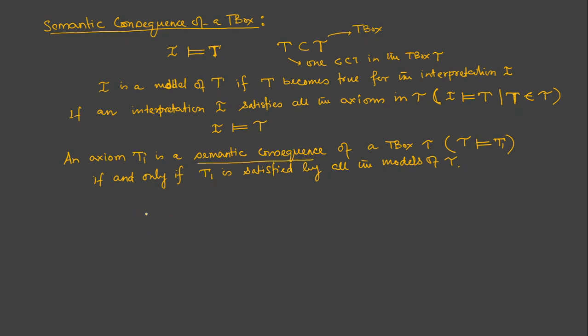right? So what we are trying to say mathematically is that a T box models an axiom T1 if and only if for all interpretations, let's take any interpretation I, if I is a model of this T box T, that implies that I is also a model of T1, right? So in that case, we say that this T1 is a semantic consequence of a T box T, right?